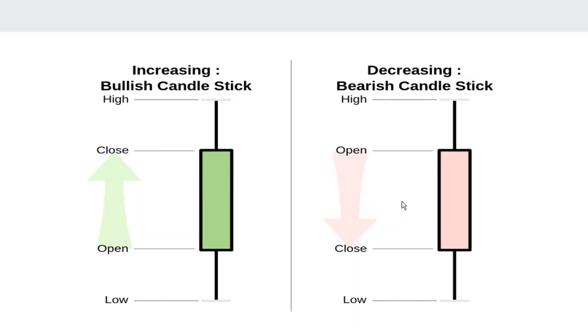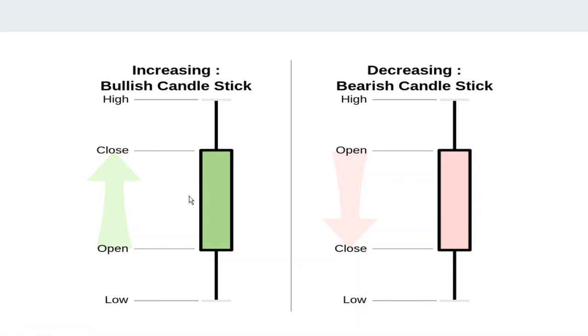Okay, let's talk about a single candle bar. This is a single candle bar you can see here. It consists of two different parts. This rectangle here, we call it real body, and these two lines, we call it shadows or wick. The real body represents the range between the opening and closing price.